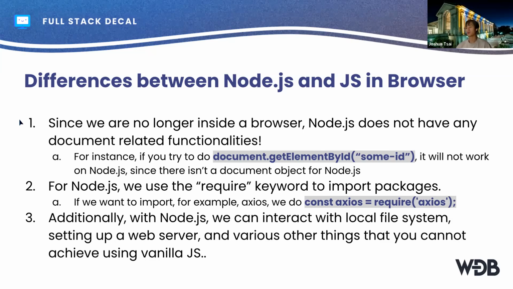Additionally, for Node.js, we use the require keyword to import packages that I mentioned previously are from NPM. So if we want to import something like Axios, which is something to mock API requests, we will run the following code: const Axios = require('axios'). And then finally, with Node.js, we can interact with the local file system. We can also set up a web server and various other things that you cannot do with vanilla JS.